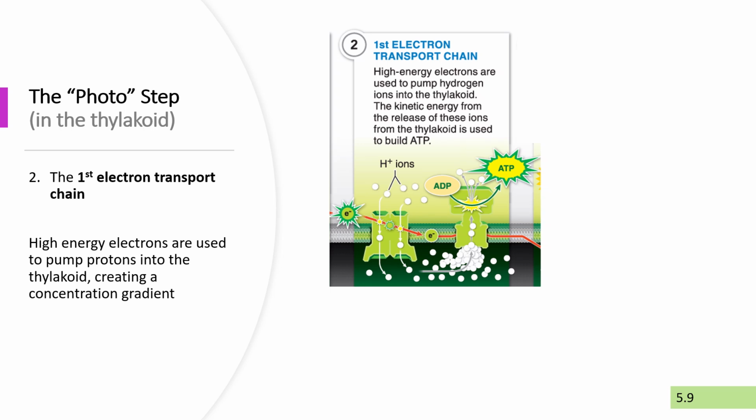Okay, so in that first step, we produced some high-energy electrons. Next, they enter the electron transport chain. In this step, the energy contained in those electrons is used to pump protons into the thylakoid. This creates a concentration gradient, which is a store of potential energy.